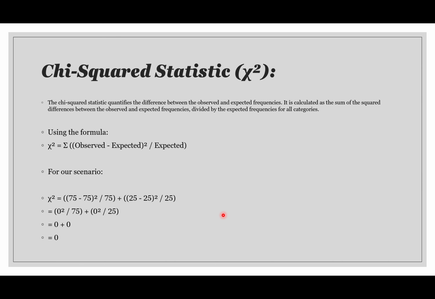So how do we do that now? Chi-squared is equal to sigma, the complete sum, of the observed minus the expected, squared, divided by the expected. So here our chi-squared would be: our observed is 75, our expected is 75, so 75 minus 75, squared, divided by 75, plus 25 minus 25, squared, divided by 25. What we're going to end up with is 0. So what does this 0 tell us from our chi-squared value?